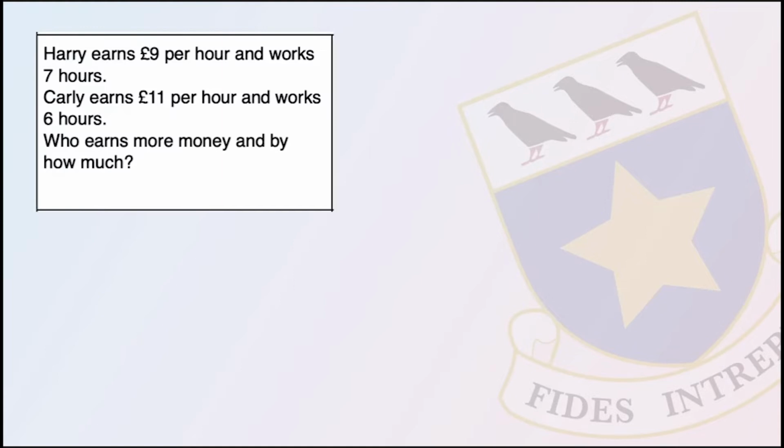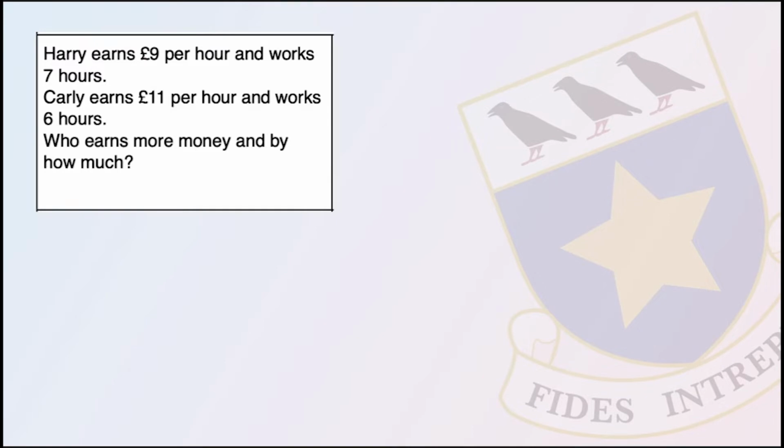So to start with, we're going to look at the solutions to the 5 a day questions. So this was the first one here. We've got Harry earns £9 per hour and works 7 hours. Carly earns £11 per hour and works for 6 hours. And we want to find out who earns more money.